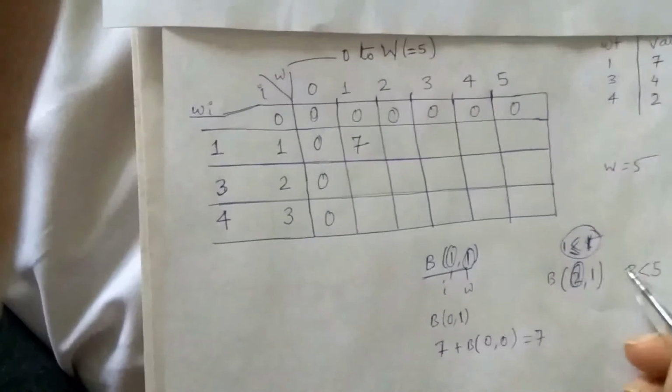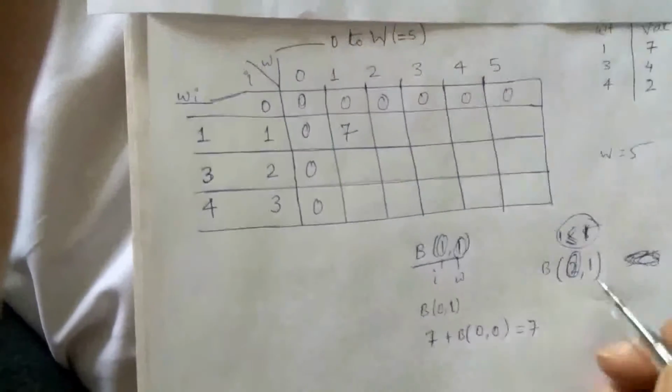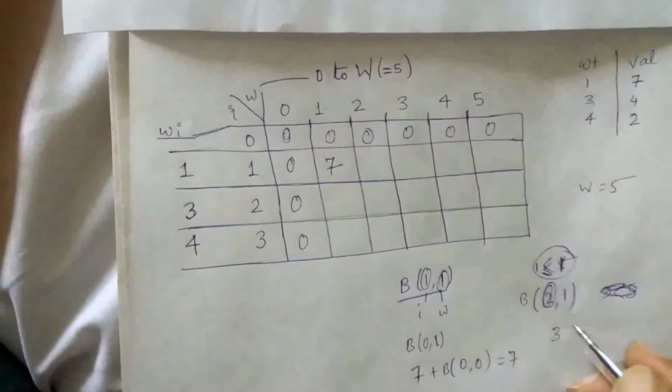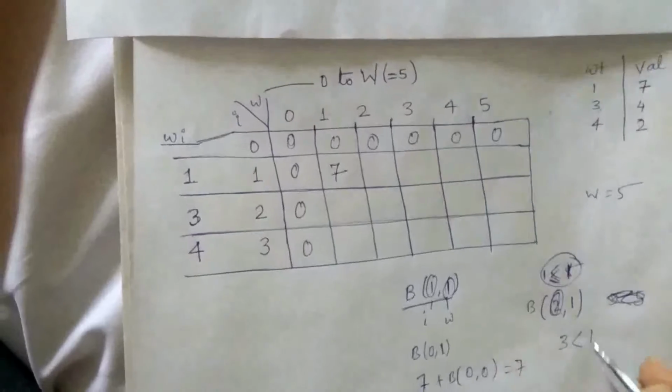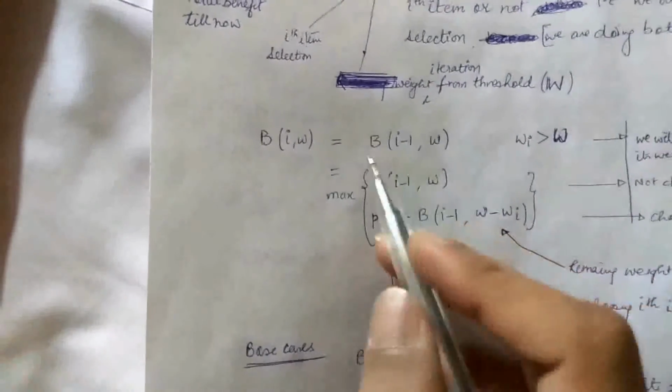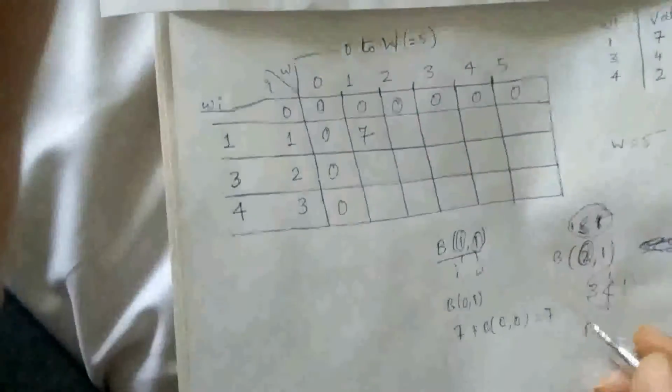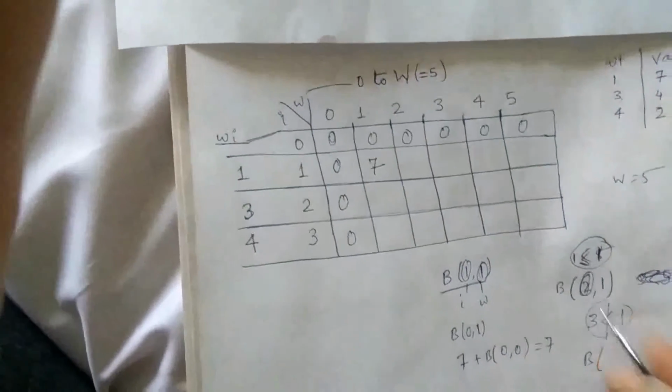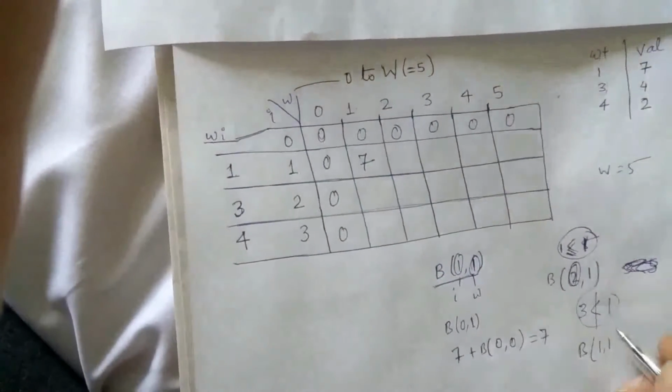So now in this case, what is the weight of the second item? Weight of the second item is 3. Now we will check whether this 3 is lesser than this 1 or not. Yes, it is not lesser than 1. So we will fall in first category. So what will the value be? B of I minus 1, that is B(1,1), and B(1,1) is 7. So here it will be 7.